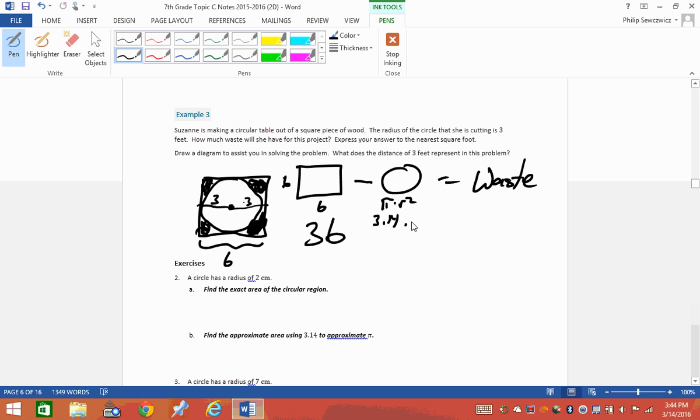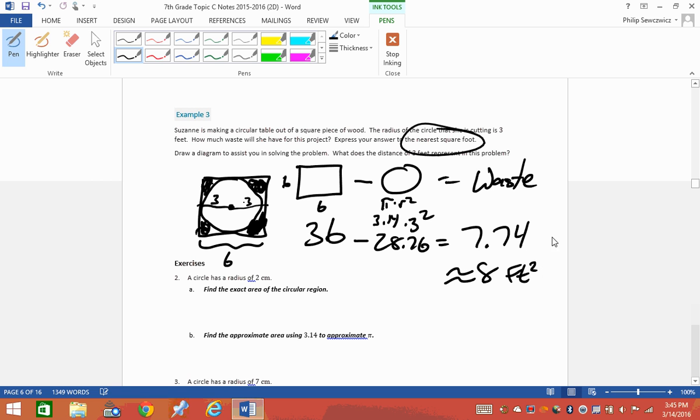The radius here, go back to your picture, it's what? Yeah, it's 3, so it's 3 squared. So if you punch that in your calculator, 3.14 times 3 squared, in other words, 9, you're going to get 28.26. So let's do a little bit of a subtraction problem there. And ta-da! Now, they did say, oh, look at that, nearest foot. Oh, I'm so glad I read the directions. So it's going to be approximately, it should be a little wavier there. Did you know that? That's your approximation symbol. It's an equal sign, but a wavy one. It's about 8 square feet of waste.